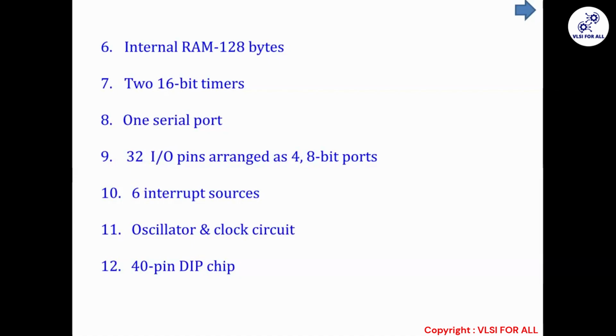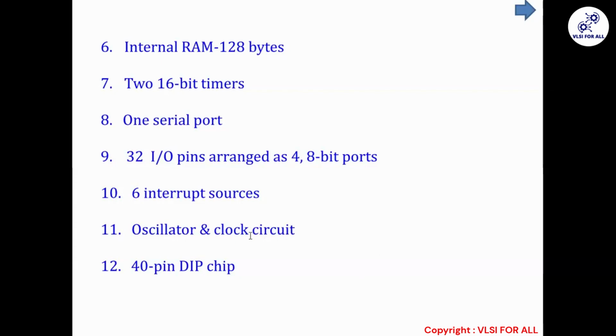Because if some important thing has to be conveyed to the CPU, it stops your working and takes care of this external important thing. That is an interrupt. So how many interrupts are there? 6 interrupts are there. Okay. Then the oscillator and clock circuit. We need this because we want our microcontroller to work in synchronization with the clock.